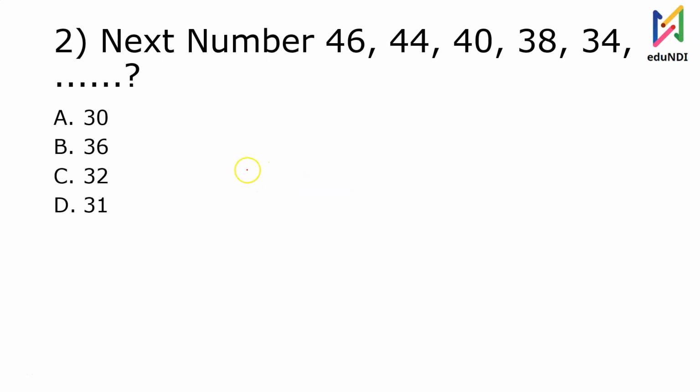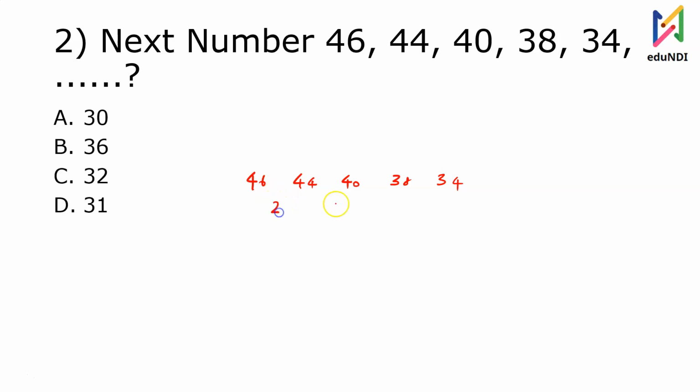In this one, 46, 44, 40, 38, 34. You have to find the next number. Now, if you see this, there is no obvious pattern among these numbers, alternate number or the next immediate number, there is no pattern. So what do you do? Now, find the difference, because this is in descending order. That is, it is coming from a higher number to a lower number, right? So let's find the difference and see if there is any pattern.